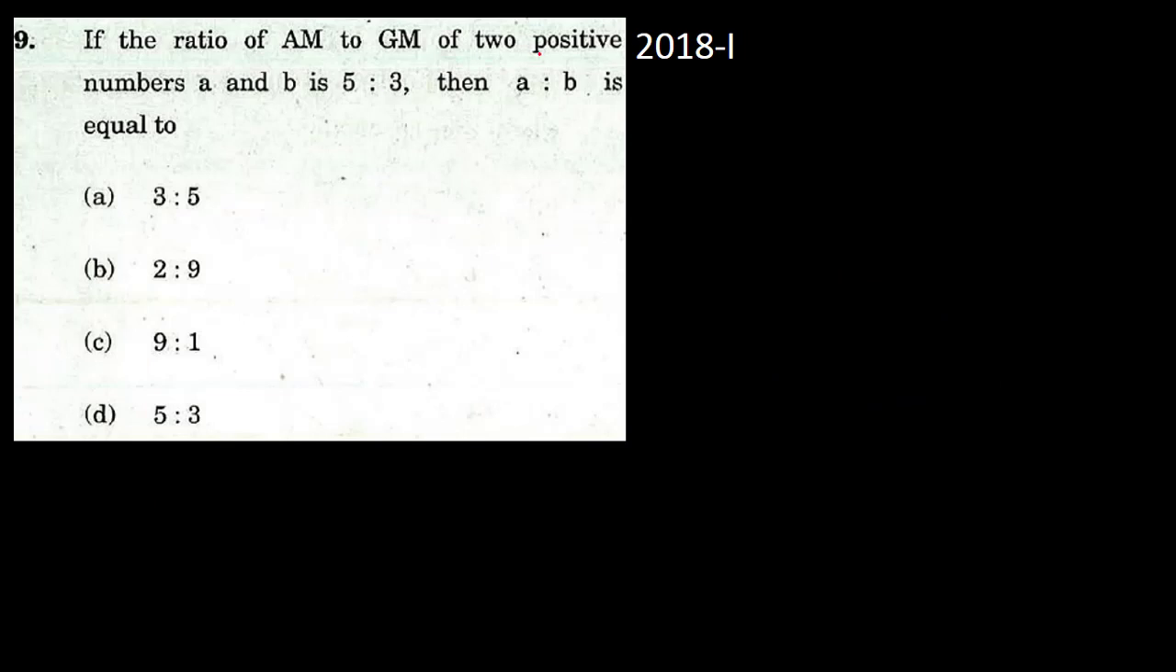Let's move to the last question, 2018 first part. If the ratio of AM to GM of two positive integers A and B is 5:3, then A and B is what? A and B equal to पूछा है, means what? These are the possible values of A and B. So this is A and this is B. Okay, अभी ये जो दिया है ना, ये AM and GM है. Now check which option is giving me AM and GM in the ratio 5:3.